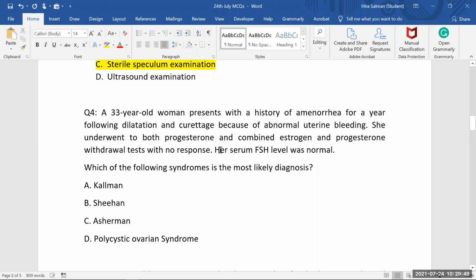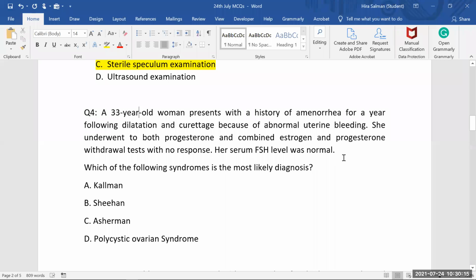She underwent both progesterone and combined estrogen progesterone withdrawal tests, with no response. So of course, the first thing, in order to make a diagnosis of Asherman syndrome, we have to go for this progesterone estrogen withdrawal testing. If there is no bleeding on withdrawal of this progesterone, it means that the patient is a known case of Asherman.